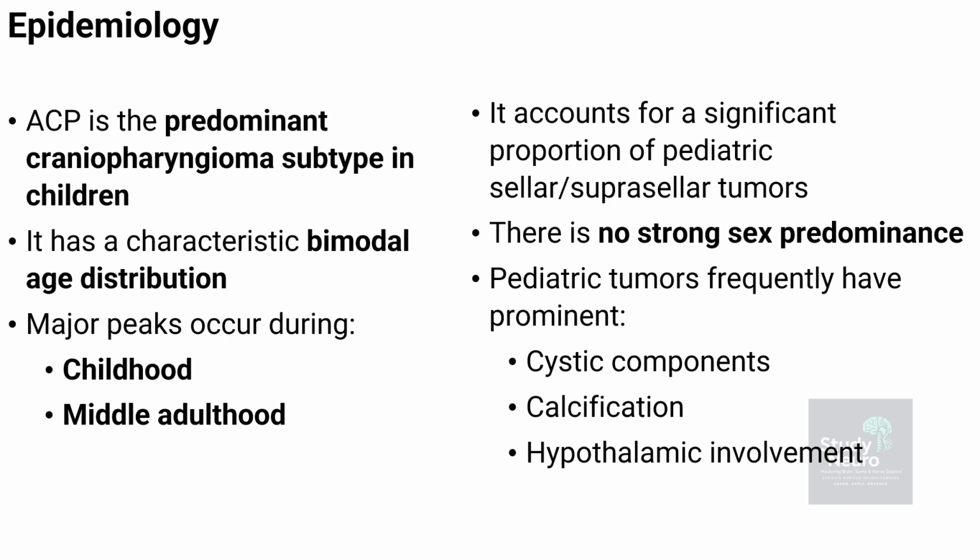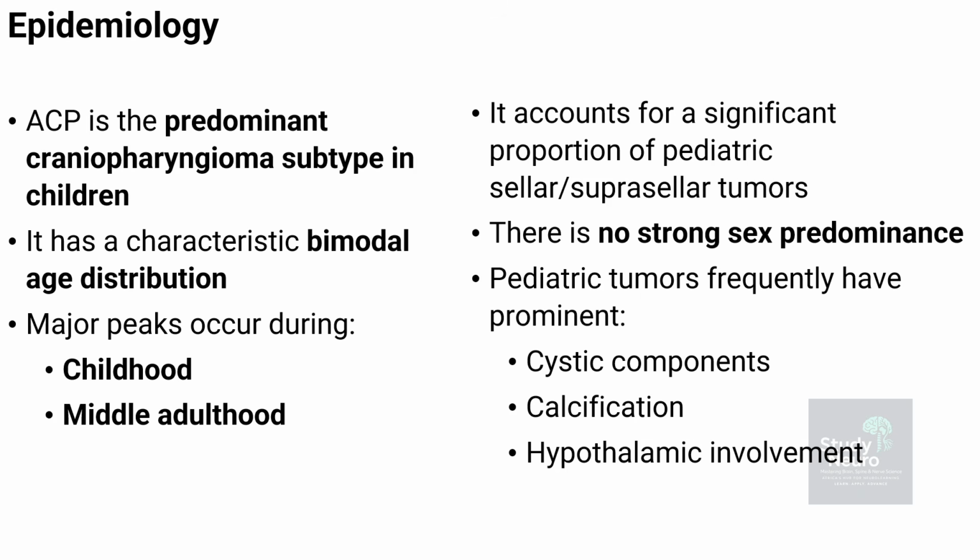Adamantinomatous Craniopharyngioma is the most common craniopharyngioma subtype in children and represents an important cause of sellar and suprasellar tumors in the pediatric population. It can also occur in adults. Age is a useful clinical clue. The tumor has a characteristic bimodal age distribution, with one major peak during childhood and another in middle adulthood. There is no strong preference for either sex.